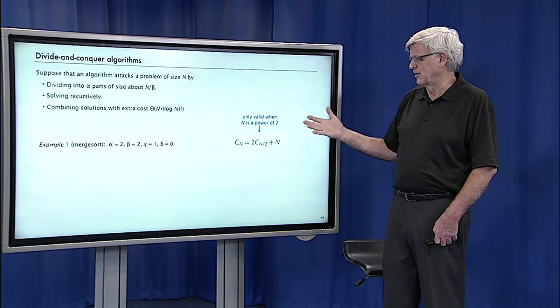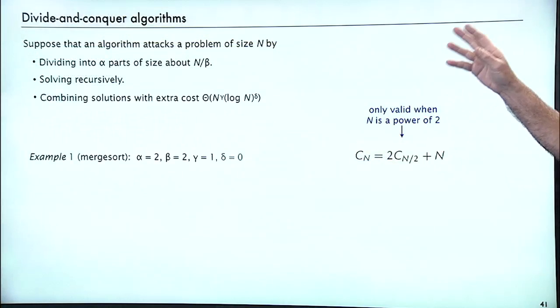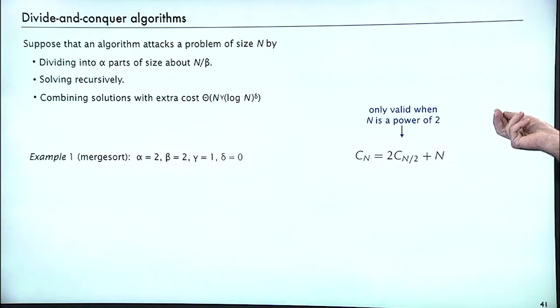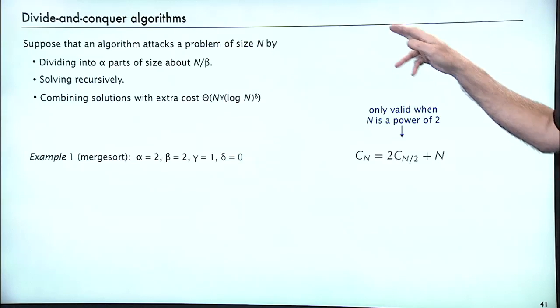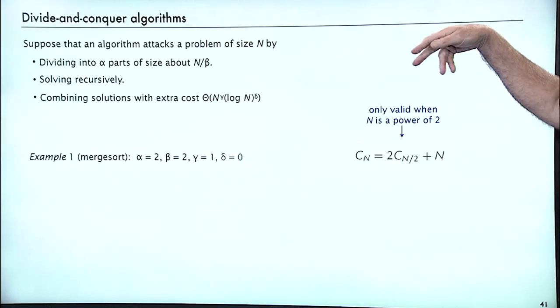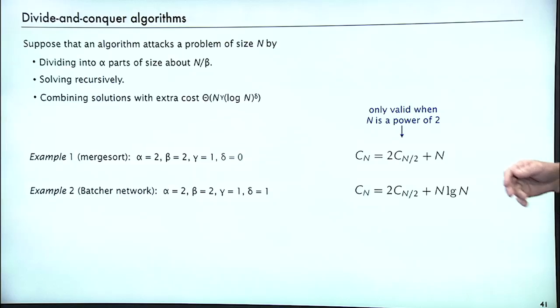So first, here's some examples. So we did merge sort. So for merge sort, problem size is n over 2, so that's beta 2. 2 problems of size n over 2, so that's alpha is 2. And the extra cost is n, so there's no log n, so delta equals 0, gamma equals 1. So that's merge sort.